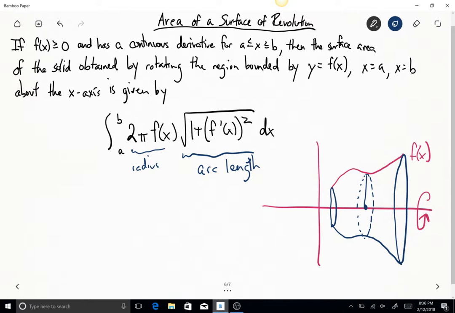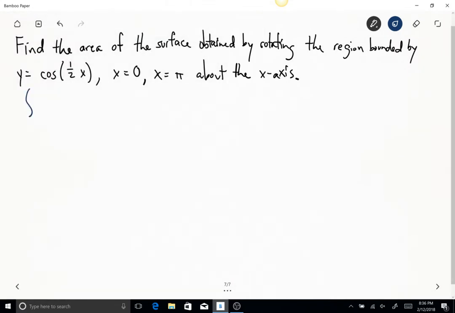We'll take this integral. Now, a little bit more technical, we can prove this, but I'm not so concerned with the proofs. I'm concerned about being able to use this formula. So remember, I'll write it up here. When we tackle this, it goes 2 pi f of x times the square root of 1 plus f prime of x, the quantity squared, and then we have the dx. Okay? So in case you forget it, it's right there for you.